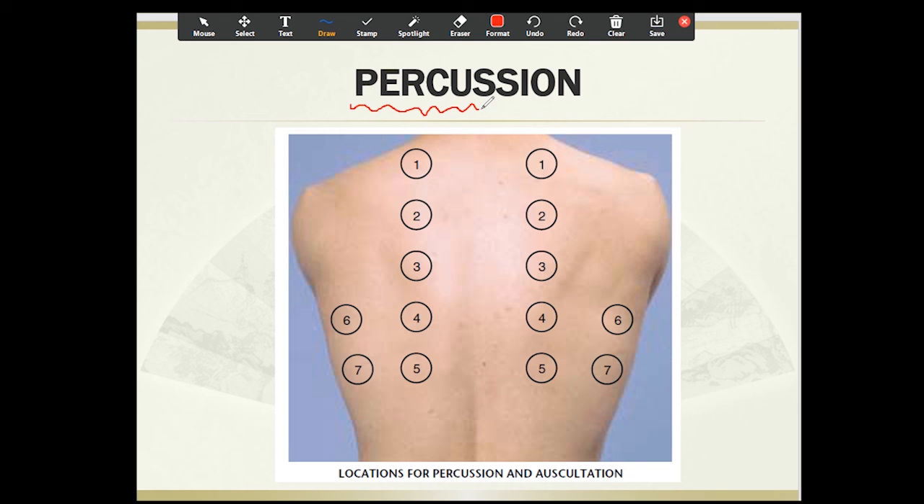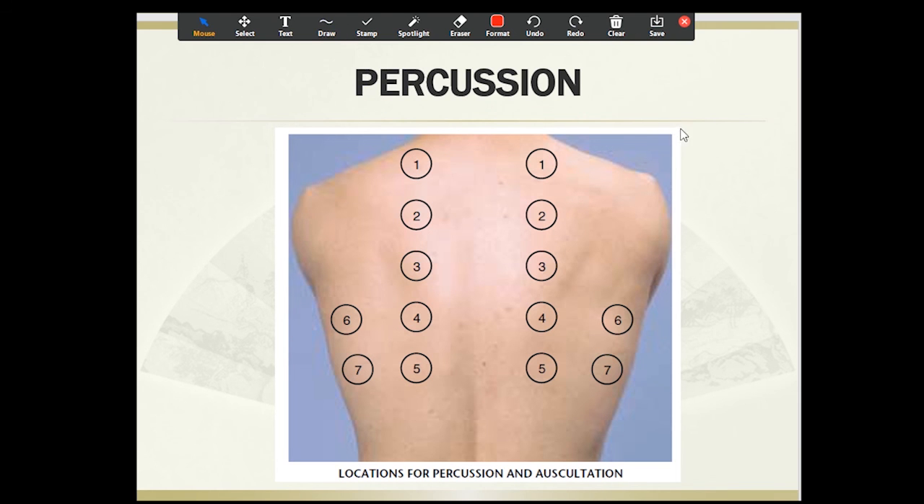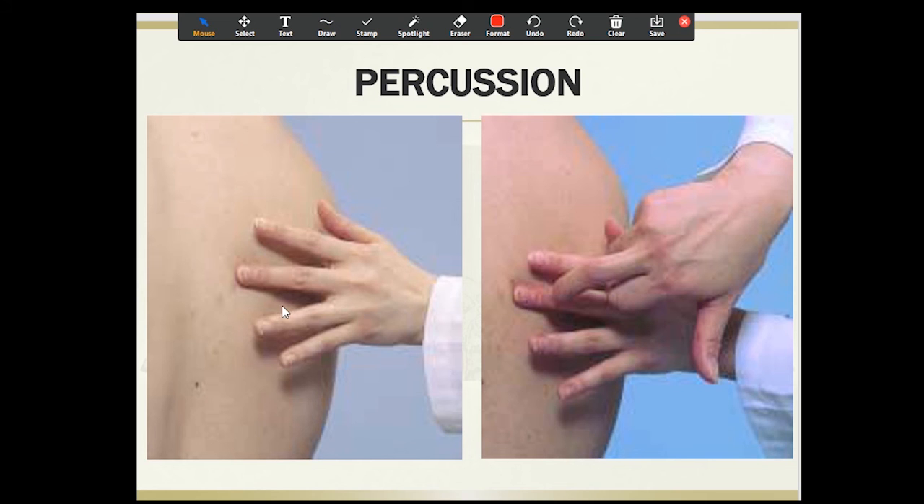Then we talk about percussion. That picture is the location for percussion. We go to the next picture first, and then we come back. Basically we have two ways for percussion. One way is direct percussion, which means just using one hand, like tapping there, like the picture here.